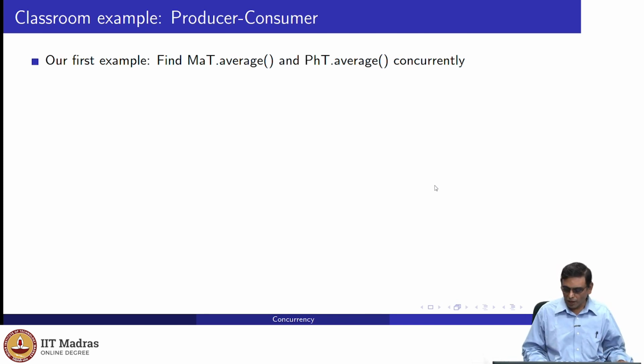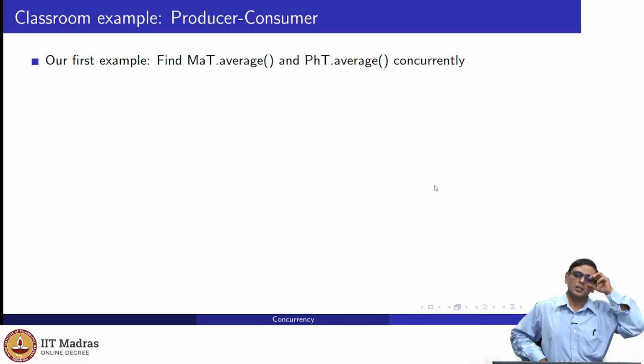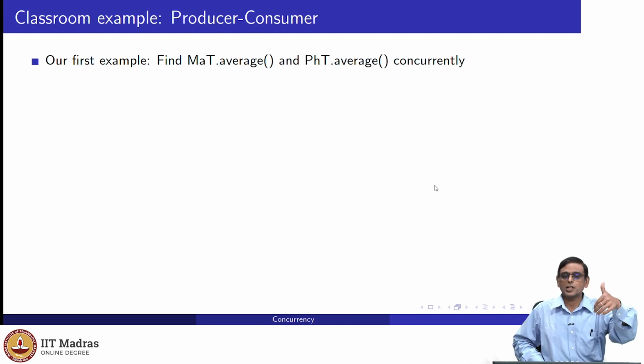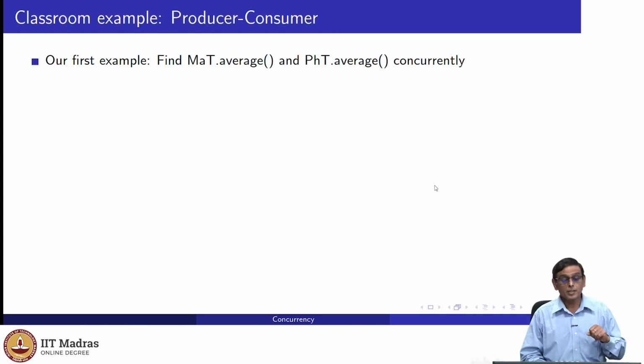So we saw the polling model for it. We started the maths average. We started the physics average. We waited for both of them to be ready, and then we picked up the result. That's what we did. That was the polling model.